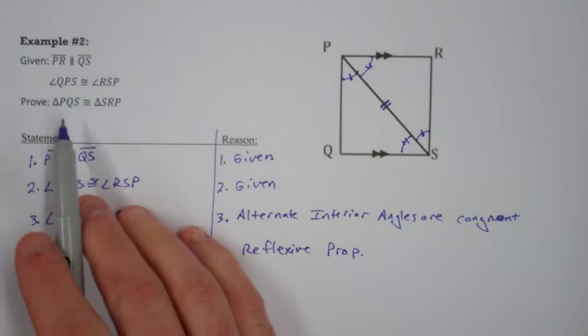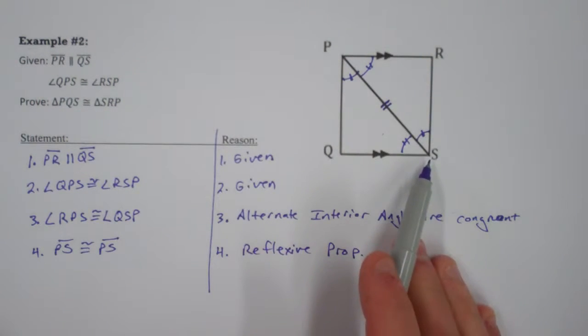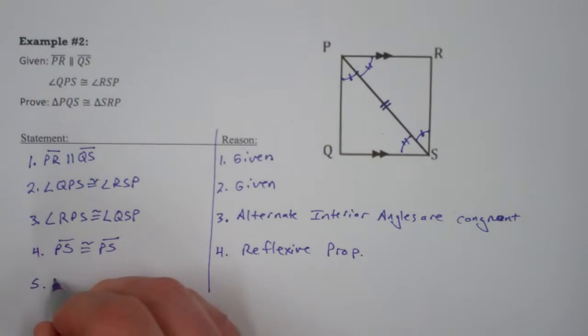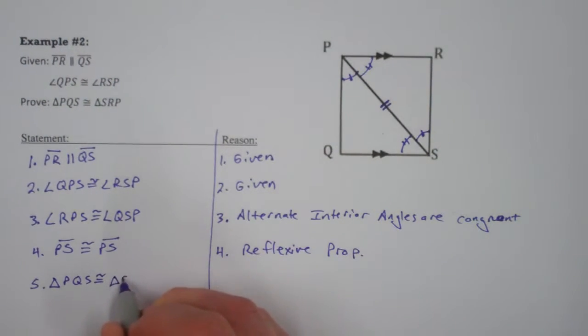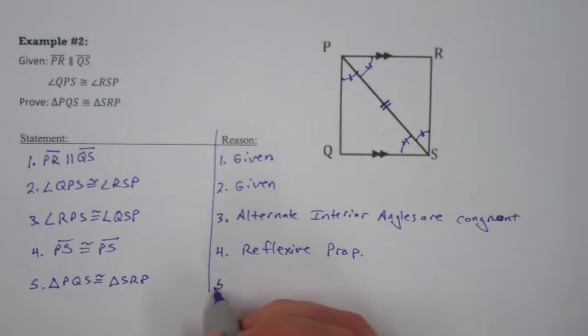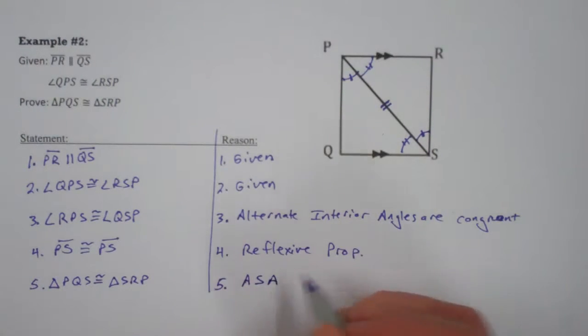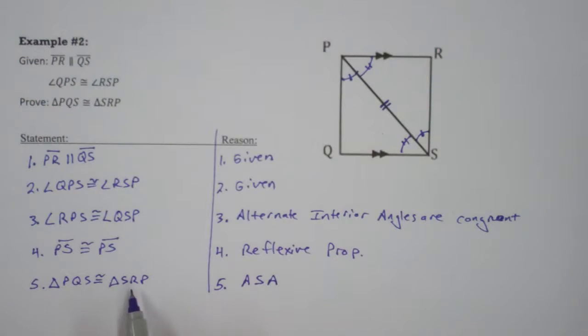We are now allowed to prove that PQS is congruent to SRP, those two triangles. So we'll write that. We always want to write our prove statement as the last statement. And our reasoning here is angle side angle. That's the property or the postulate that allows us to prove that these two triangles are congruent.